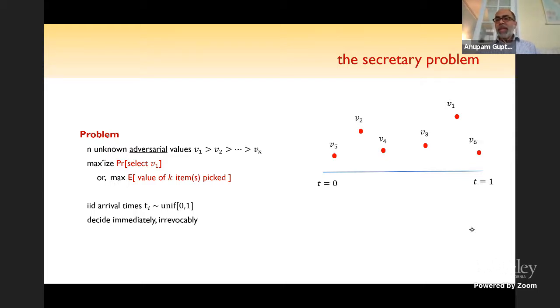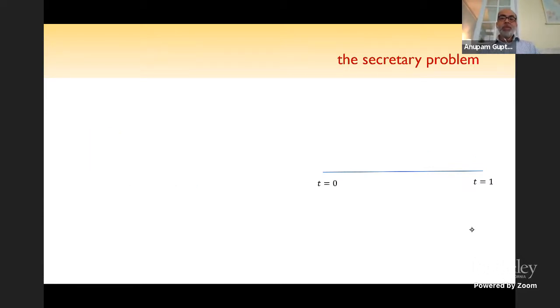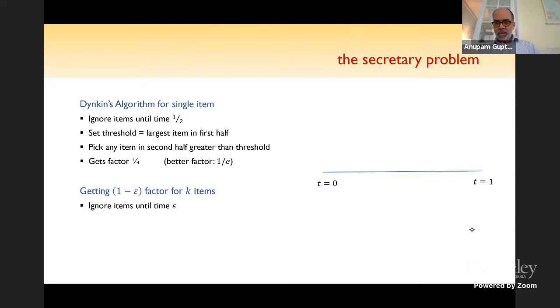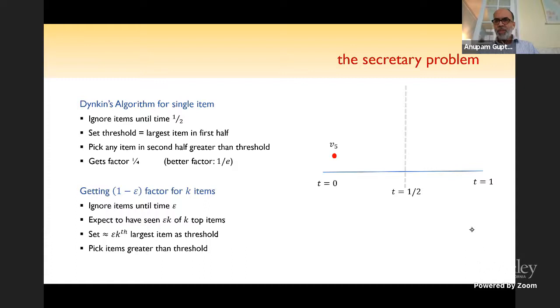Anyways, good. So the secretary problem, as you guys know, is well solved. It's been studied since, it's even got articles saying who solved the secretary problem. So the classic one is called Dynkin's algorithm, and it's for a single item. And it says, wait until halftime. So basically ignore all the items until the halftime. Okay, the animation's not really working for me, so let me just show you the animation. You wait until halftime, and then you choose the item that was the max in the first half and use that as a threshold. And any item in the second half which is bigger than this threshold, you pick.